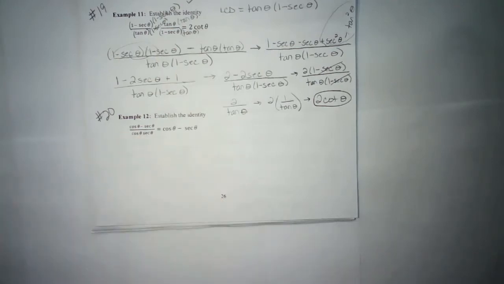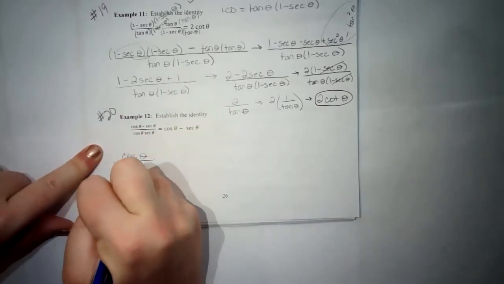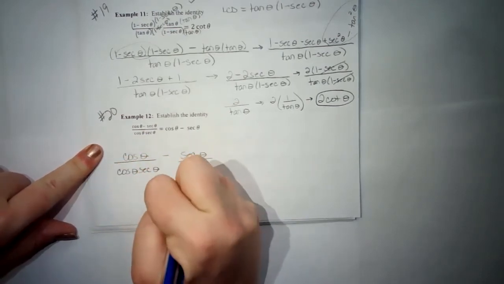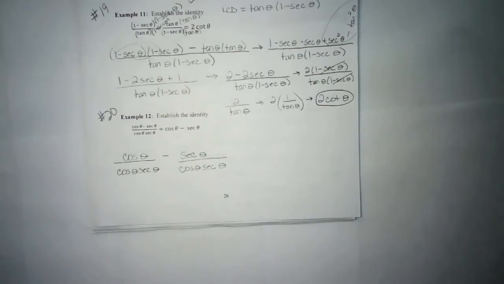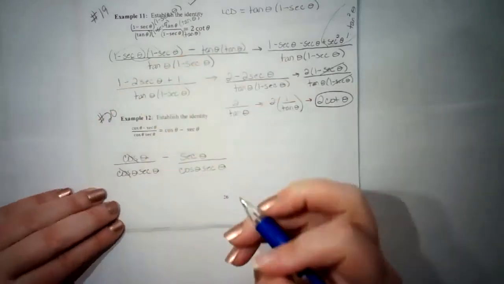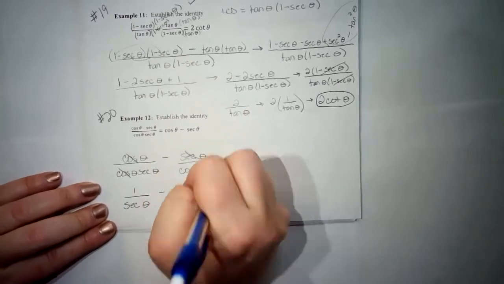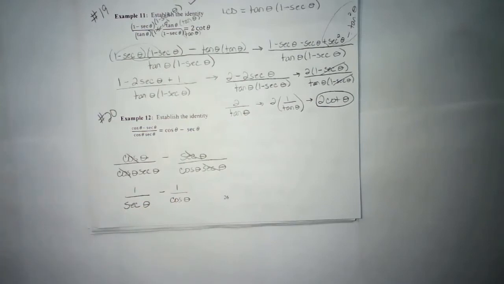So here, I'm going to separate. Okay, so I'm going to take cosine theta over the denominator minus secant theta over the denominator. All I did was separate, okay? Once you separate, you have some cancellations right there at your fingertips. This one comes together really fast. So this first term is going to turn into 1 over secant theta. The second term is going to turn into 1 over cosine theta.